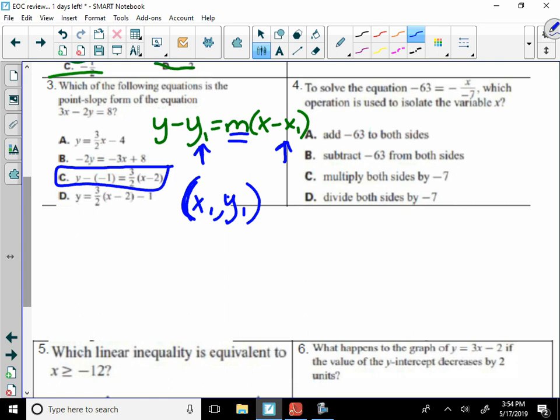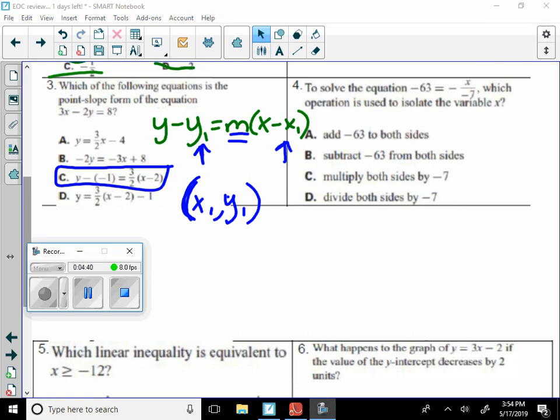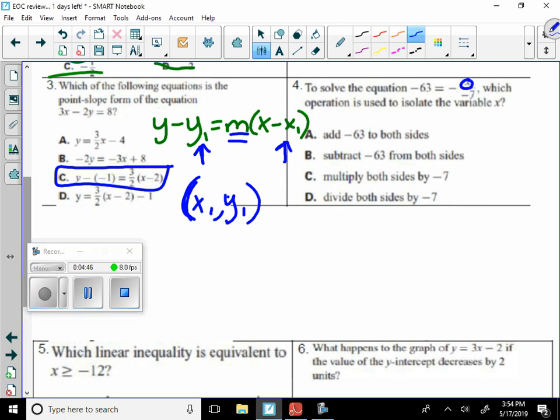Number 4, negative 63 is equal to x over negative 7. So it's happening to the x up there, number 4. I see the x right here is being divided by negative 7, and it's negative.